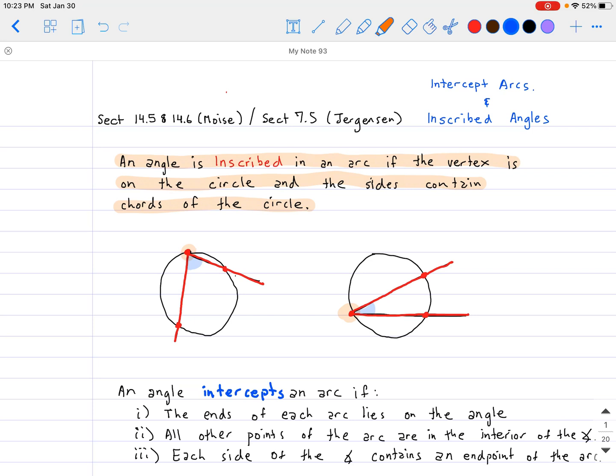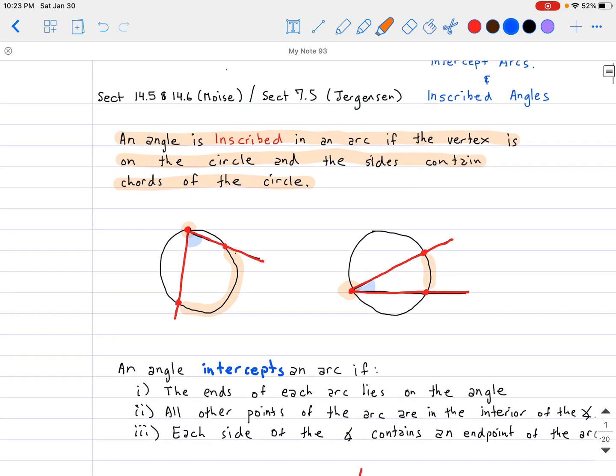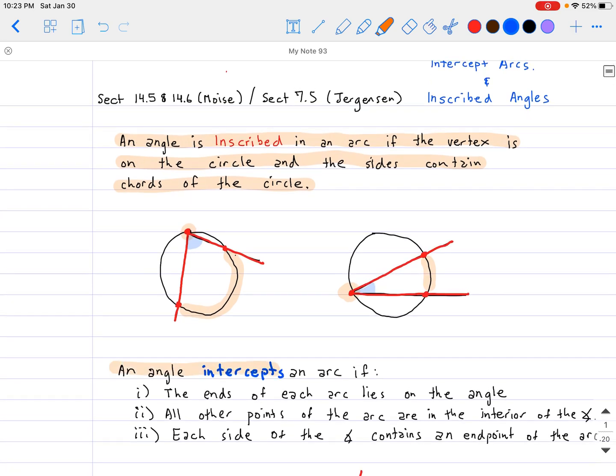So both of these are examples of inscribed angles. Now, in each of those inscribed angles, you can see that there is an arc over here, and then there's an arc over here. That is basically what we're looking at in the next part. An angle intercepts, and that's the key word, an arc if the ends of the arc lie on the angle. Condition number 2 is that all other points of the arc are in the interior of that angle. And finally, each side of the angle contains the endpoints of an arc.